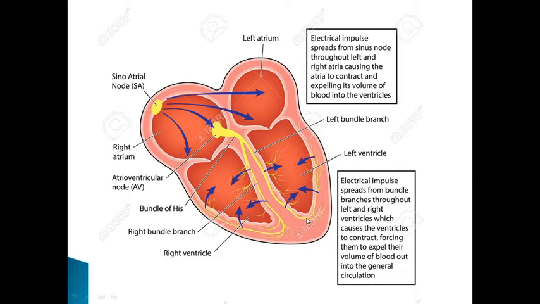So here we have a very common question. What is the source of the regular rhythm of the heartbeat? The rhythmic beat is caused by the presence of two muscular nodes. These are very important. These two nodes are the sino-atrial node and the atrioventricular node.